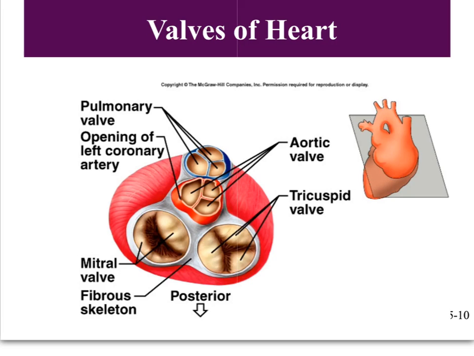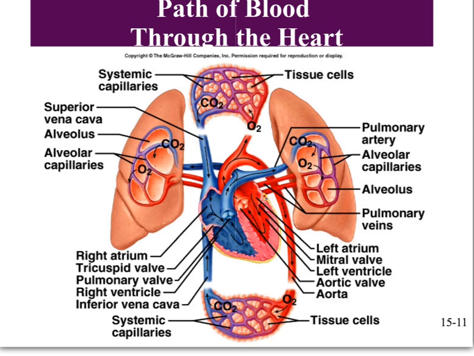So this is the same view as the last picture of the heart. We have our tricuspid, our bicuspid, which is also called the mitral valve. This is our aortic valve at the beginning of the aorta, and our pulmonary valve at the beginning of the pulmonary trunk. So here we can see the whole pulmonary circuit. Here's the deoxygenated blood coming in from the head and the rest of the body, entering our right atrium. It's going to go to our right ventricle.